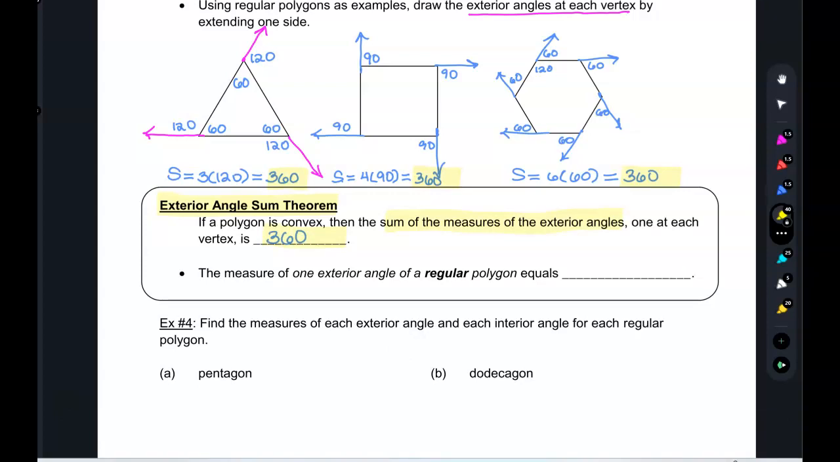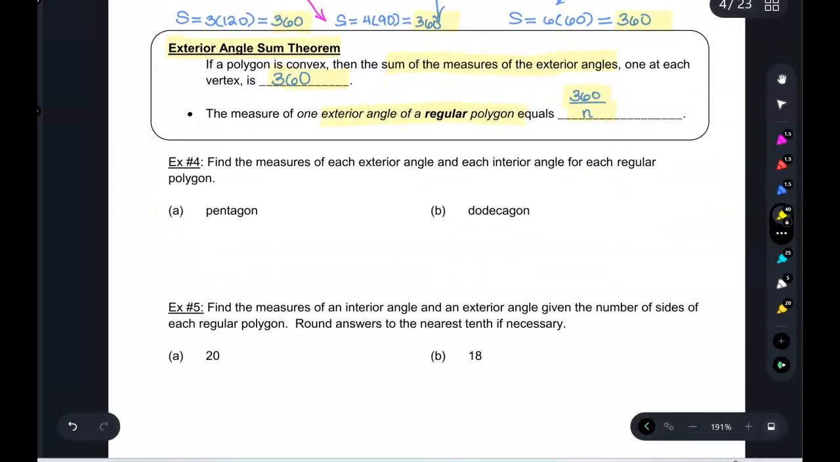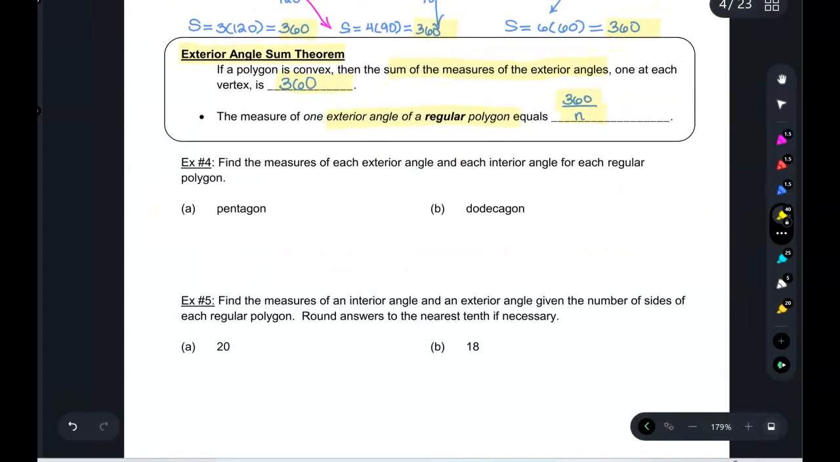Okay, now what if we want to find one exterior angle of a regular polygon? 360 divided by n.